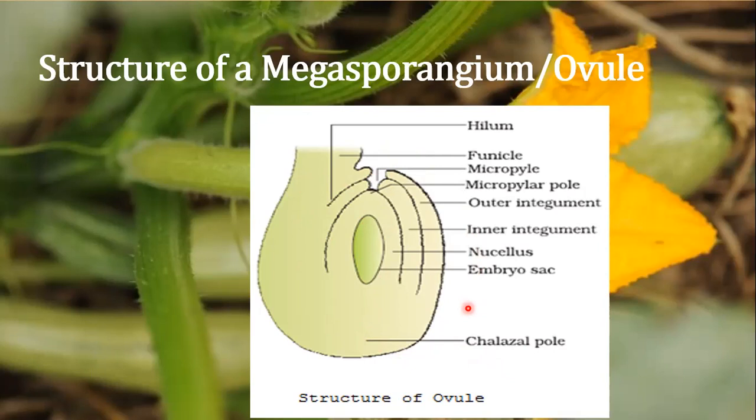Okay, the structure of megasporangium or ovule comes for 5 marks in our board exam. Very important question. Draw a neat labelled diagram of megasporangium or ovule. They may ask like this: draw a neat labelled diagram of anatropous ovule or inverted ovule, or describe the structure of megasporangium or ovule or anatropous ovule. Very important question for 5 marks. Let's move on to the structure of megasporangium through the video.